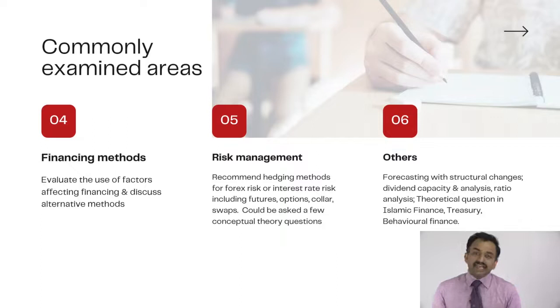So what are the other areas that you could get tested on? There are always going to be bits and pieces around these 5 core areas that we have already spoken about, such as bits on treasury, on behavioral finance. You could be asked some questions on Islamic finance. So there are a range of other areas from which you could have small tiny bits that you are tested on.